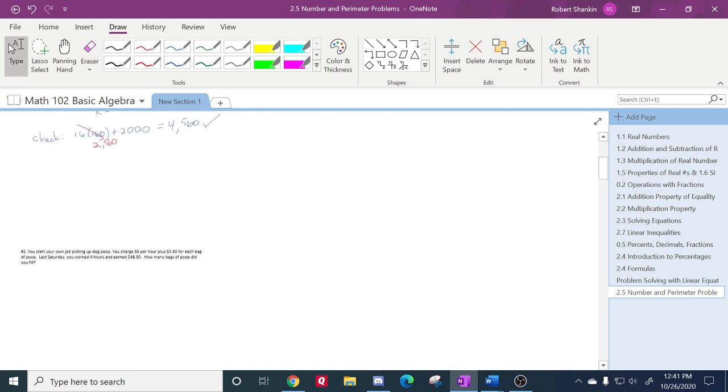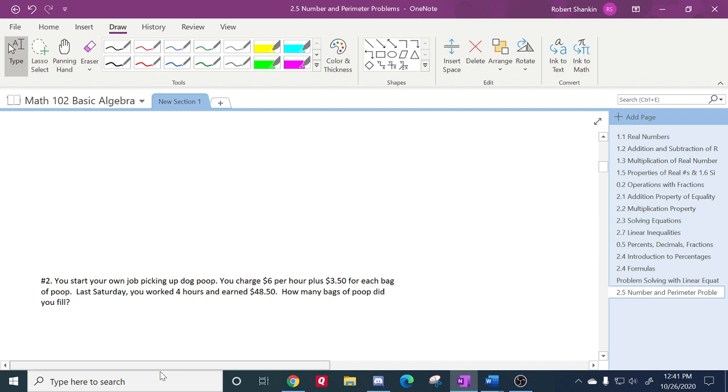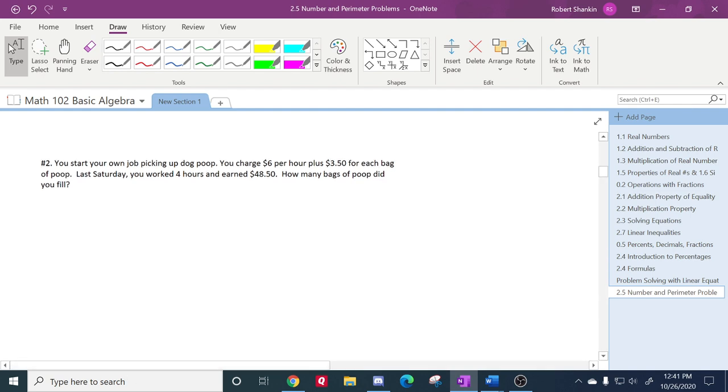All right, let's go to number 2. You start your own job picking up dog poop. You charge $6 per hour plus $3.50 for each bag of poop that you pick up. Last Saturday you worked 4 hours and earned $48.50. How many bags of poop did you fill? I'll give you some time with this.